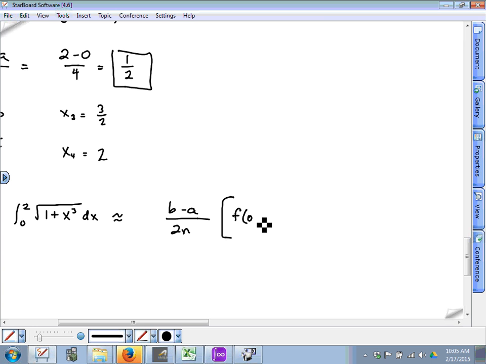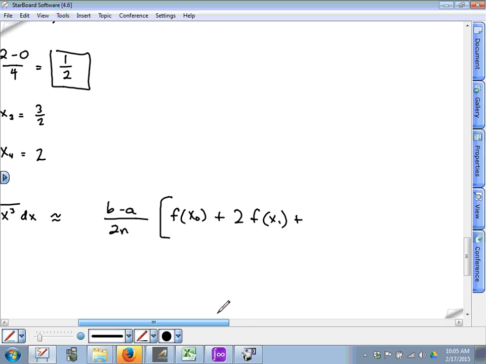It's f of x sub 0 plus 2 times f of x sub 1 plus 2 times f of x sub 2 plus and so on. Do all of them need a 2 coefficient except for the first one and the last one? So the last one's going to be just f of x sub 4. If I want to write the plus and not do the dot, I'm going to do that. Sure. Yep. I'm just trying to save time because my hand got a little tired there.